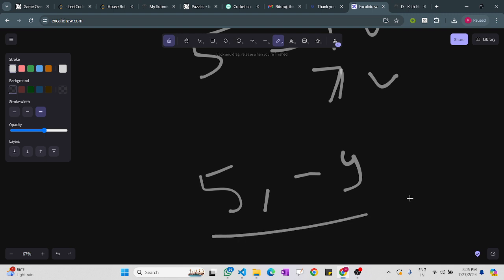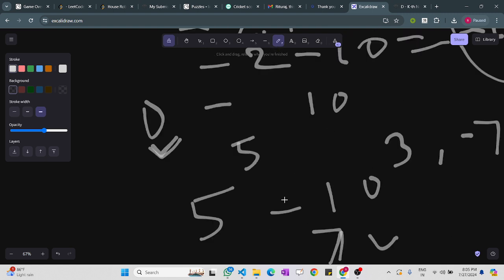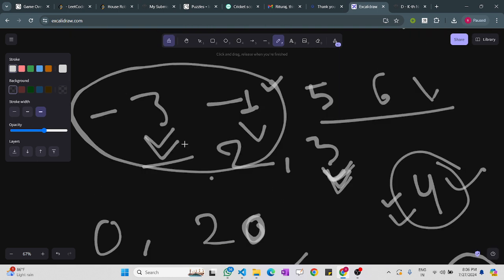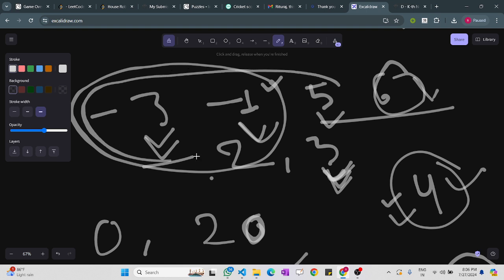So how many numbers are in between this range, minus 9 and 5? Okay, so this is in this range, this is in this range, and this is in this range, but this is not. Okay, so how many numbers are there? That is 3, and which is exactly equal to these 3, right? And in this case I got the answer. So 7 will be my answer.